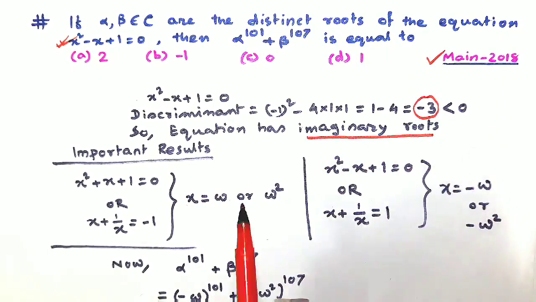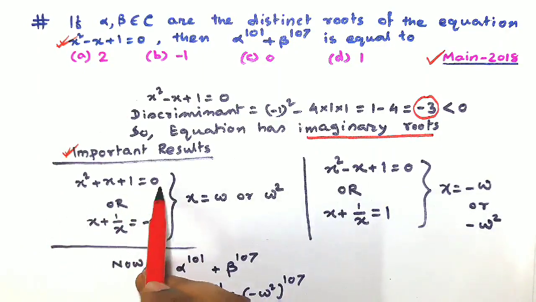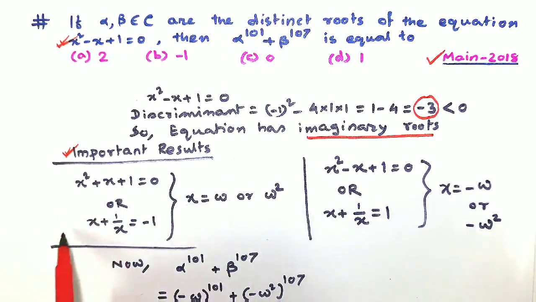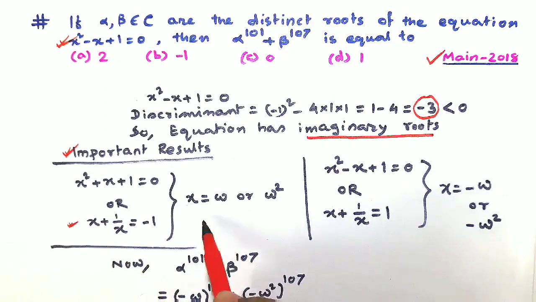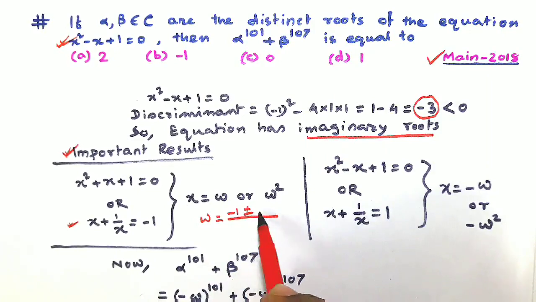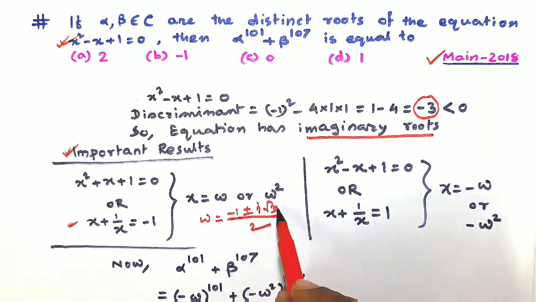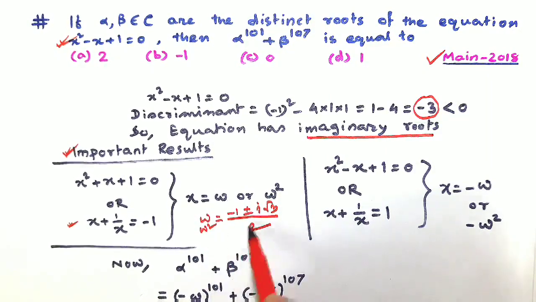Now two important results I want to share with you. X square plus x plus 1 is equal to 0. This equation can also be written in this form also: x plus 1 by x is equal to minus 1. Please remember this one. And if you solve this, you will find x is equal to omega or omega square. What is omega? Omega is equal to, you know this one, minus 1 plus I root 3 divided by 2, and omega square is equal to minus 1 minus I root 3 divided by 2.